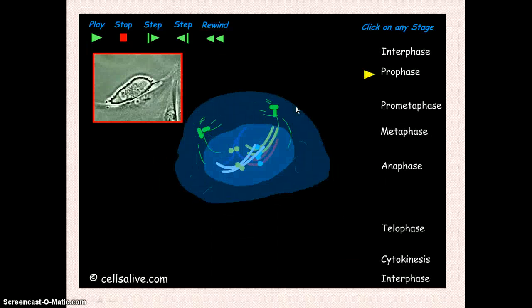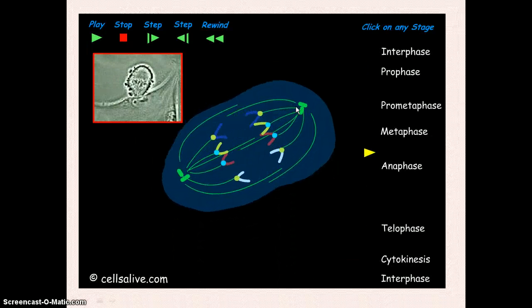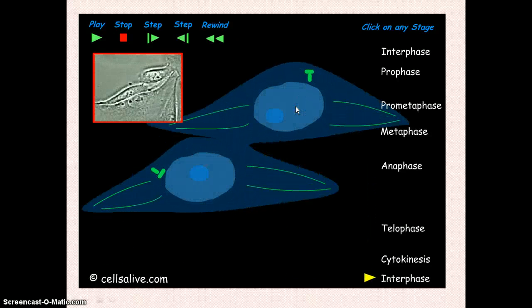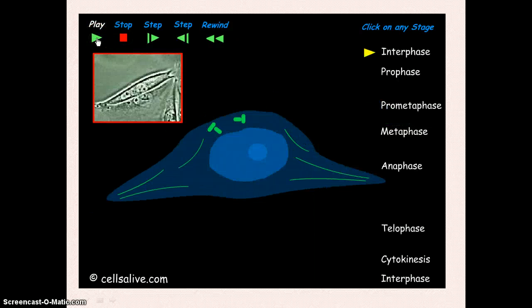So the first phase is called prophase, and this is just going to show you the whole thing again, running through the whole thing. So starting at the beginning, at interphase, we're going to go through prophase, and then metaphase, anaphase, telophase, and then cytokinesis and interphase. So watch it happen.